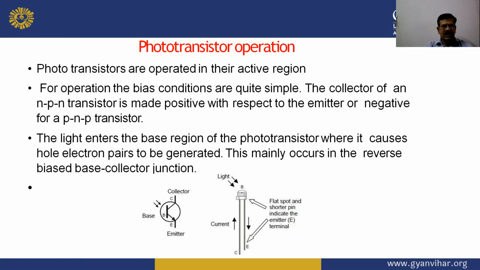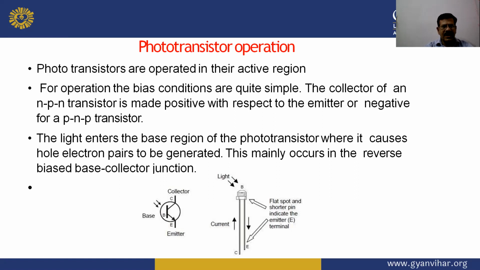In phototransistor operation, the phototransistors are operated in their active region or linear region. For operation, the bias conditions are quite simple. The collector of an NPN transistor is made positive with respect to the emitter, or negative for a PNP transistor. So there are basically two types: NPN and PNP.